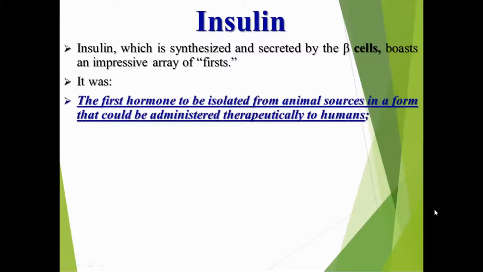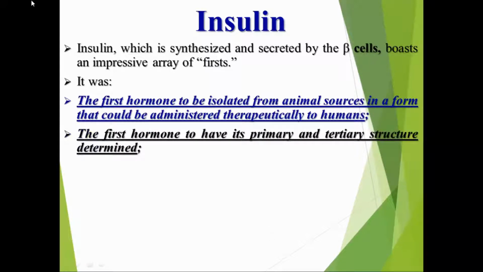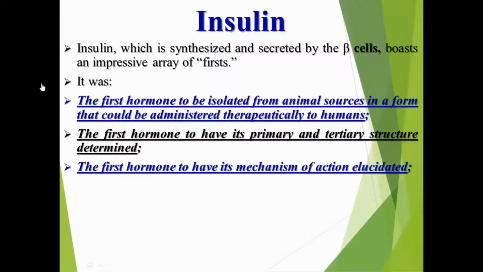It was the first hormone to be isolated from an animal source in a form that could be administered therapeutically to humans. First hormone isolated from an animal source, for what purpose? For therapeutic purpose. And then the first hormone to have its primary and tertiary structure determined. Then the first hormone to have its mechanism of action elucidated.